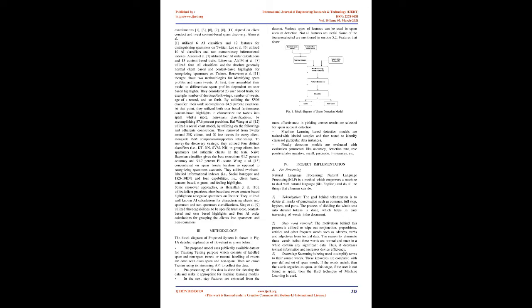Haiwang et al. [12] utilized a social chart model, by utilizing the followings and adherence connections. They removed from Twitter around 25K clients, and 20 late tweets for every client, alongside 49M friend/supporters relationship. To survey the discovery strategy, they utilized 4 distinct classifiers, i.e., DT, NN, SVM, NB, to group clients into spammers and authentic clients. In the tests, Naive Bayesian classifier gives the best execution, 91.7% accuracy and 91.7% F1 score.